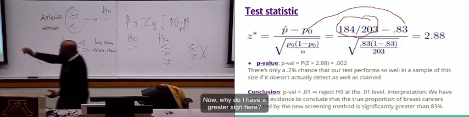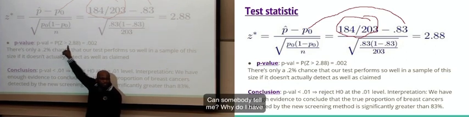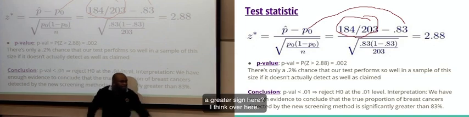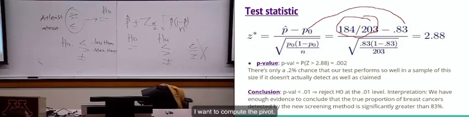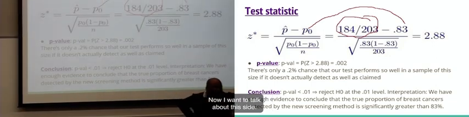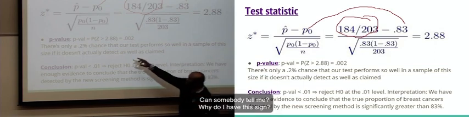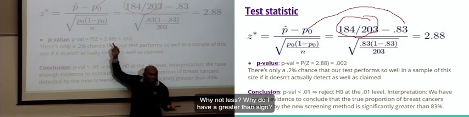Now, why do I have a greater than sign here? Can somebody tell me? I want to compute the p-value. Now, I want to talk about this side. Why do I have a greater than sign? Why not less than? Yeah, go ahead.